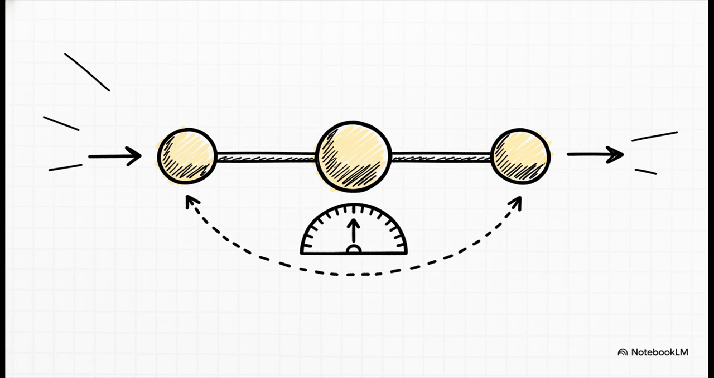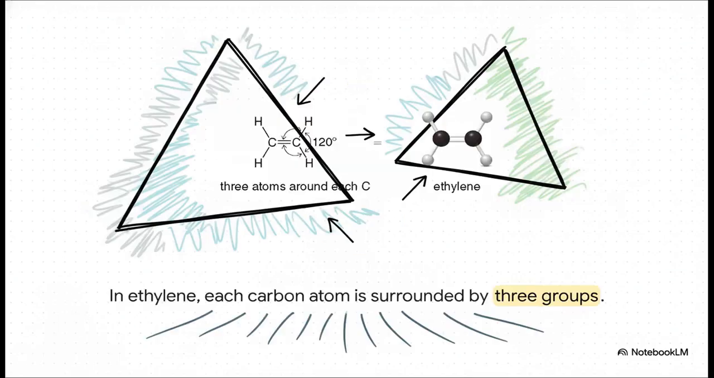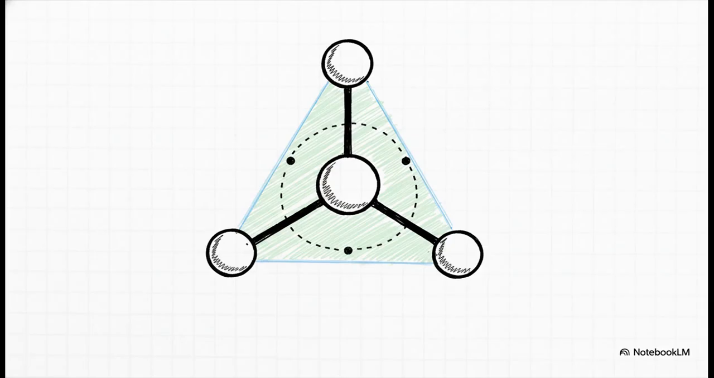It makes total sense, right? We call this linear, and the angle is a perfect 180 degrees. You literally cannot get any further apart than that. Okay, easy enough. Let's level up. What happens when you have three groups attached to that central atom? Look at ethylene. Each carbon there is surrounded by three things. Obviously, a straight line isn't going to work anymore. So what do they do? They spread out into a perfect flat triangle. It's called trigonal planar, and those angles are all exactly 120 degrees. It's like a perfectly balanced peace sign.